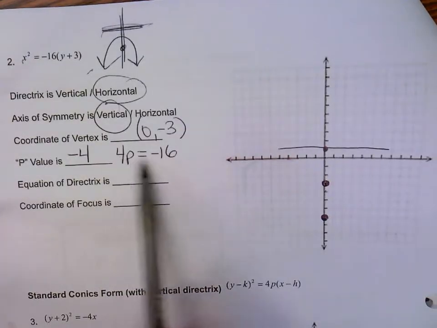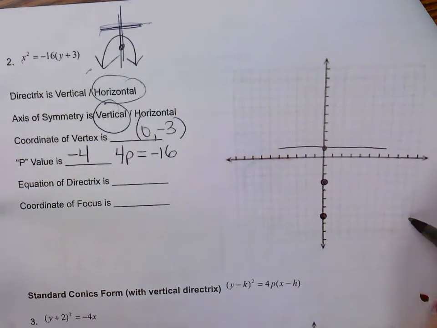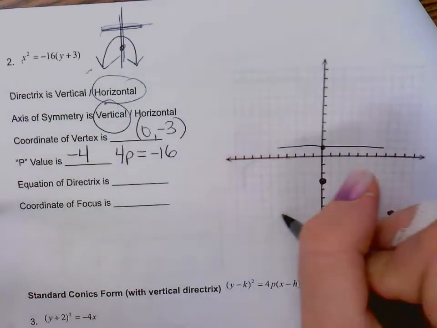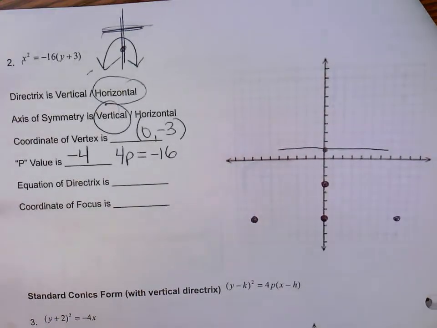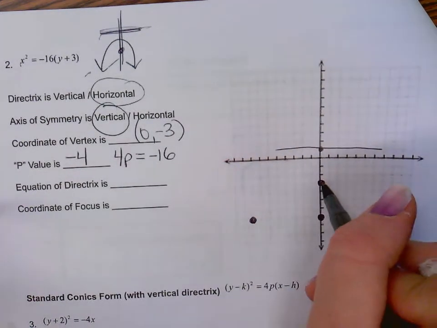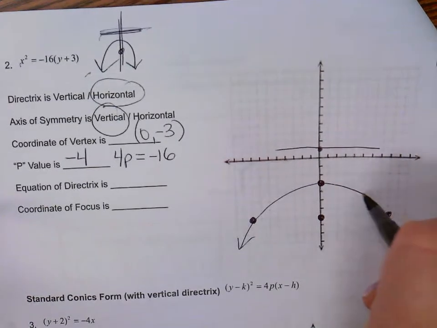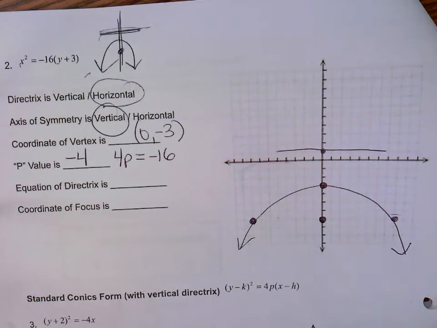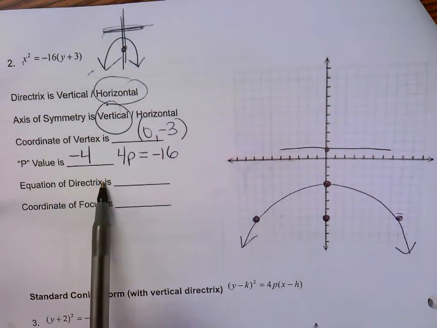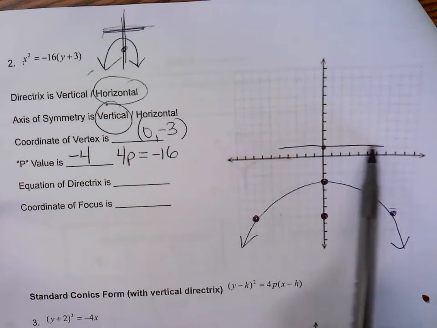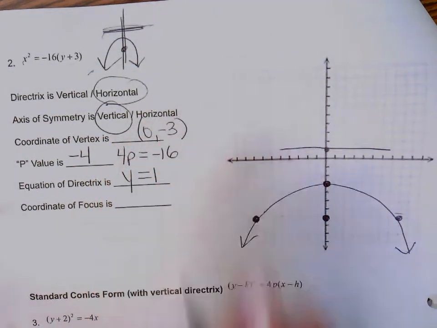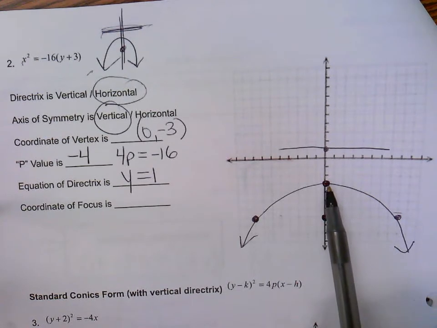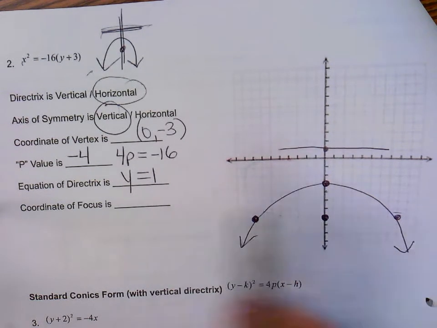My focal width is 16. So I'm going to go 8 units and 8 units. This is a 10 by 10 grid, if that helps you, counting. And it's going to open very wide through that focal width of 16. And then you can record the equation of your directrix and the coordinate of your focus. Let's see. Equation of my directrix would be at y equals 1. And where's my focus? This was -3, 4, 5, 6, 7. So (0, -7).